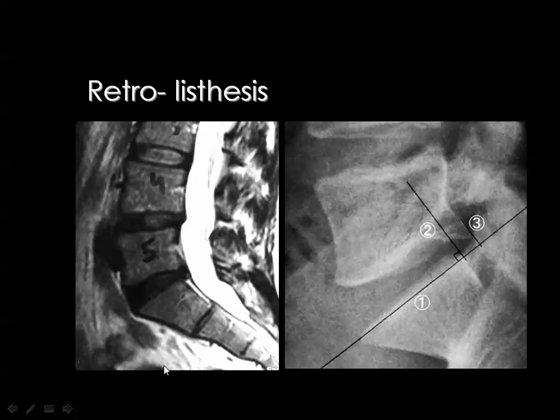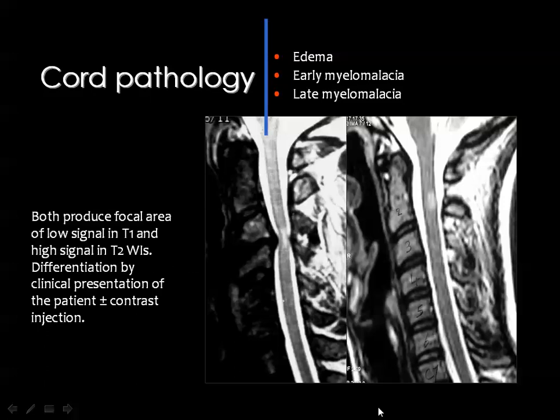Then whenever there is retrolysis, and you see it, this is L5 moving backward relative to S1. There is no degree. This is only retrolysis. There, you should not look for whether the bars are intact or not, or if there is osteoarthritis or not. You just say that there is retrolysis of L4 relative to L5, and here in this example you say retrolysis of L5 relative to S1.